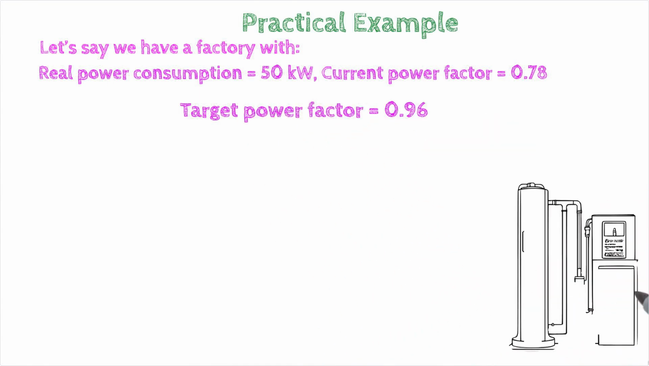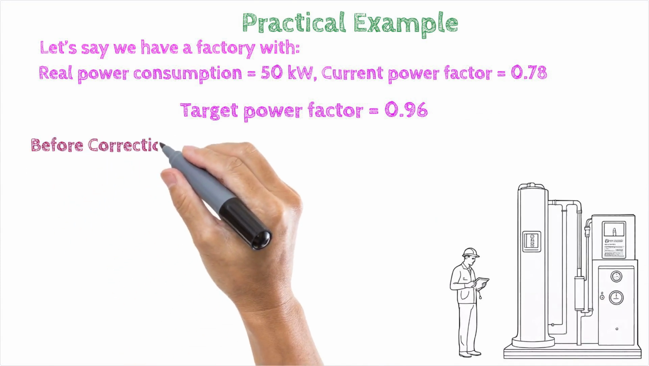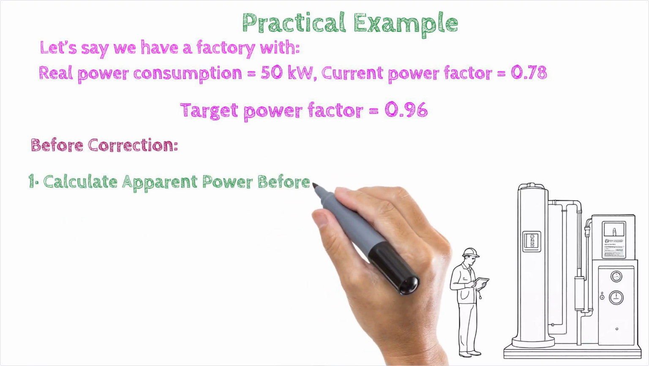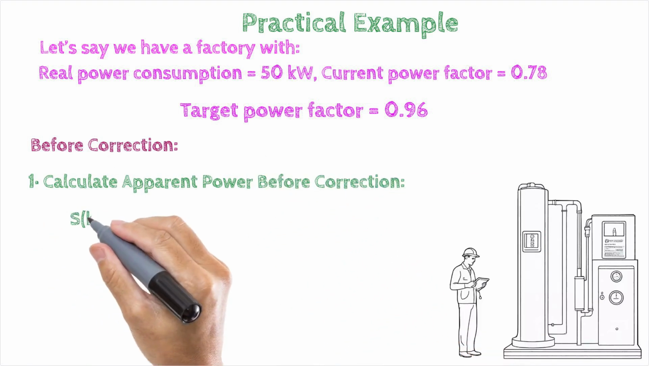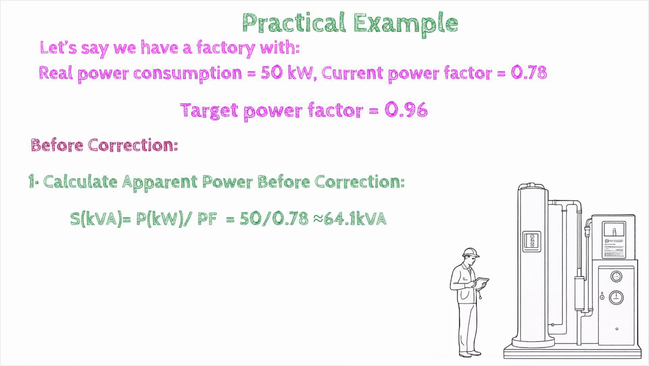Calculation steps. Step 1, calculate apparent power before correction. Apparent power is determined using the formula, apparent power equals real power divided by power factor. Apparent power equals 50 divided by 0.78, approximately 64.1 kilovolt amperes.